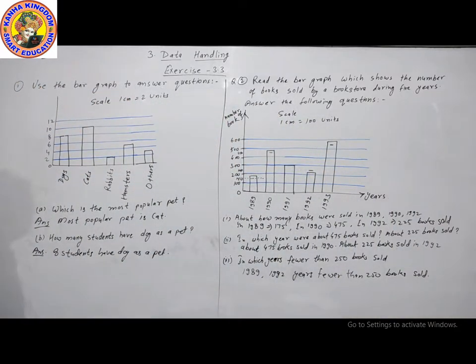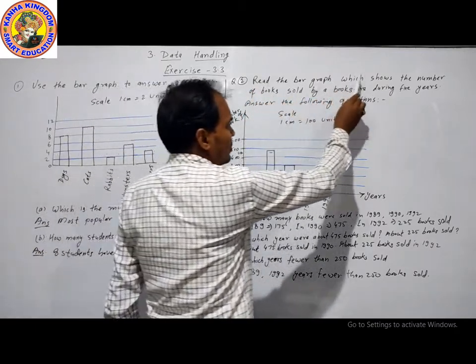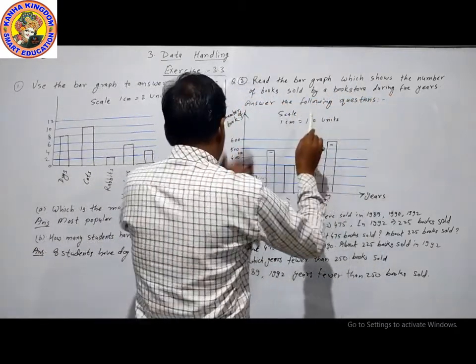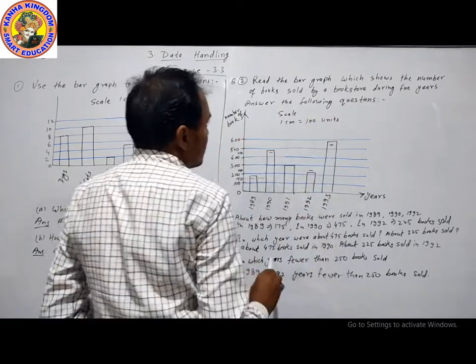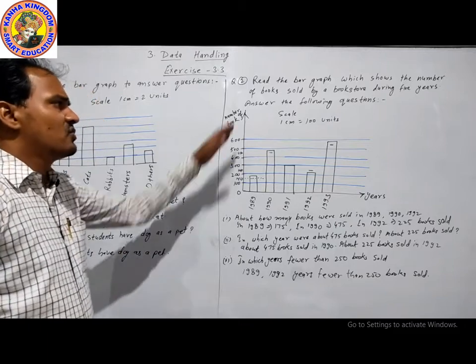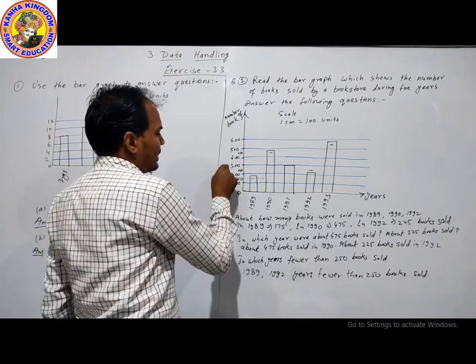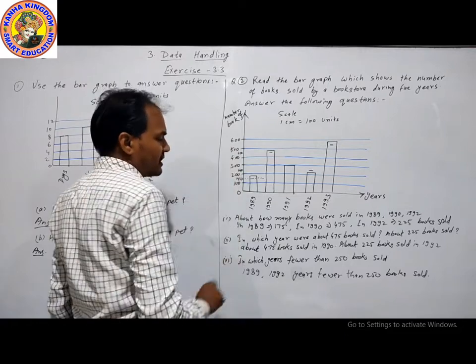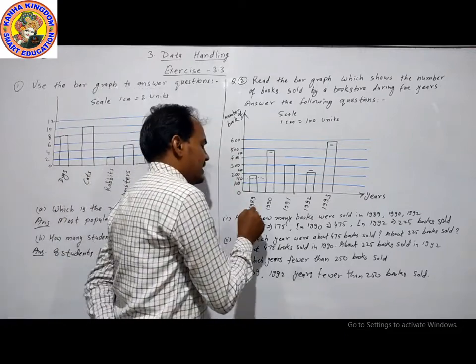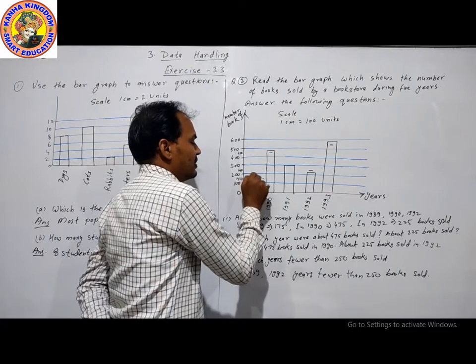Let's begin with this question. Read the bar graph which shows the number of books sold by a bookstore during 5 years. Answer the following questions. Here 100, 200, 300, 400, 500 and 600. The first year is 1989. In 1989, this is the bar.